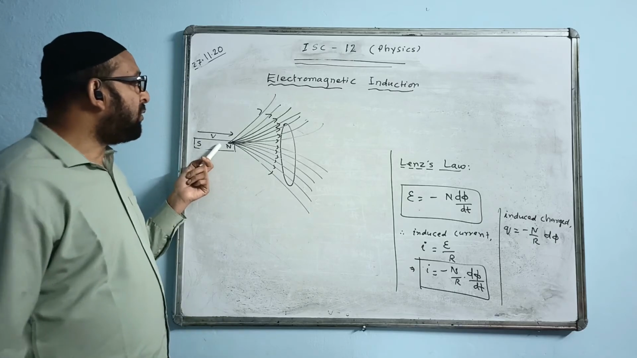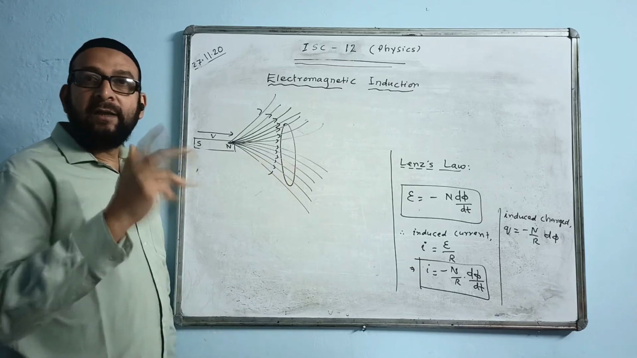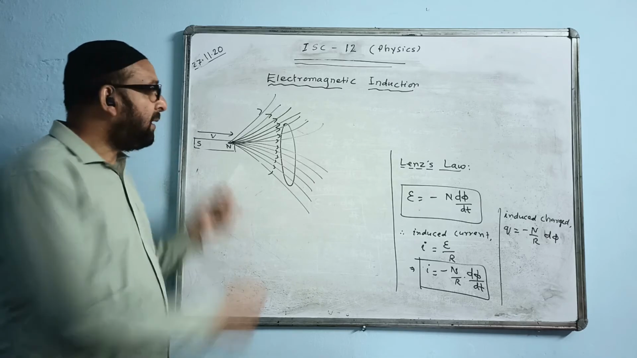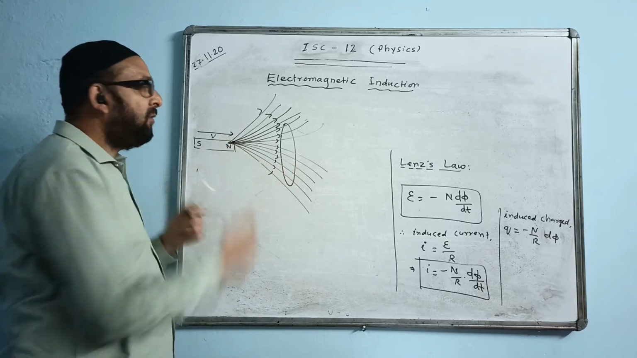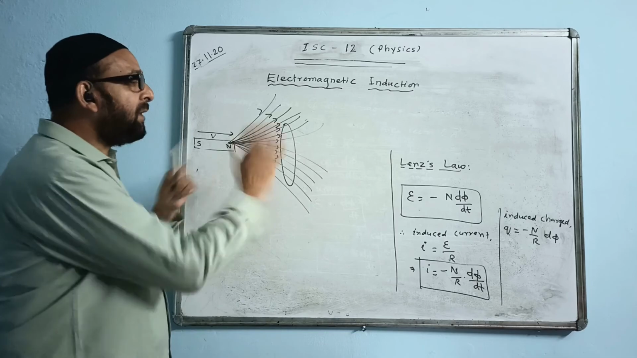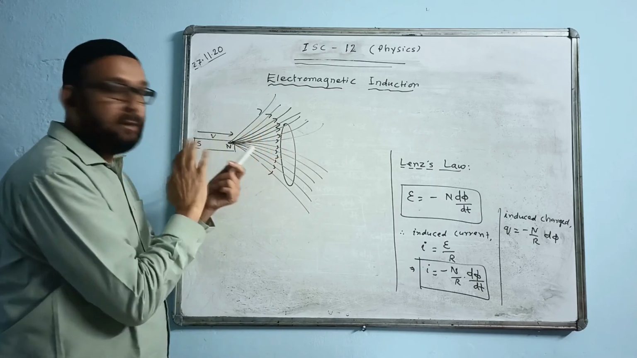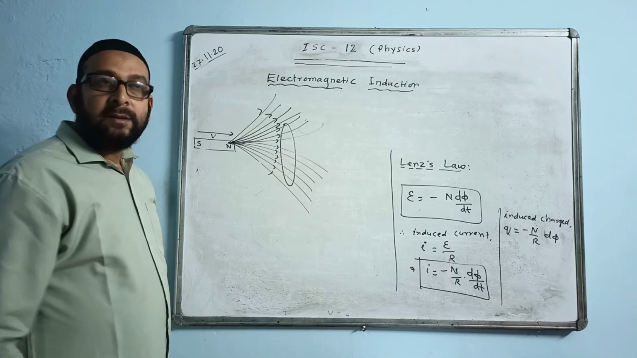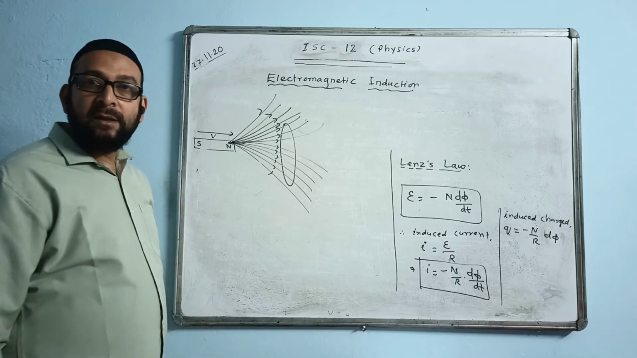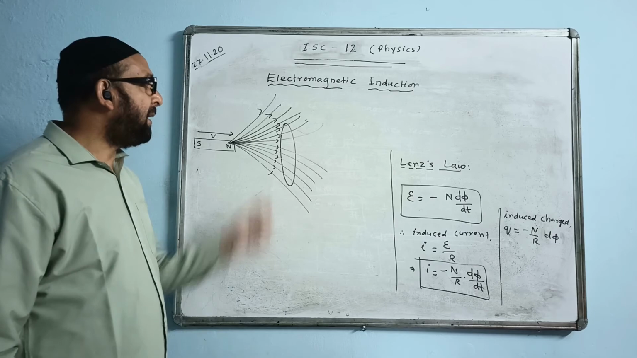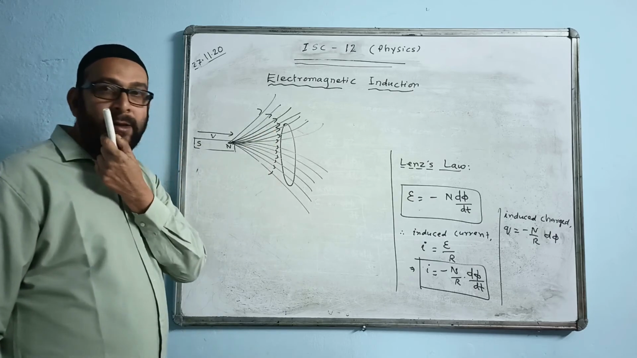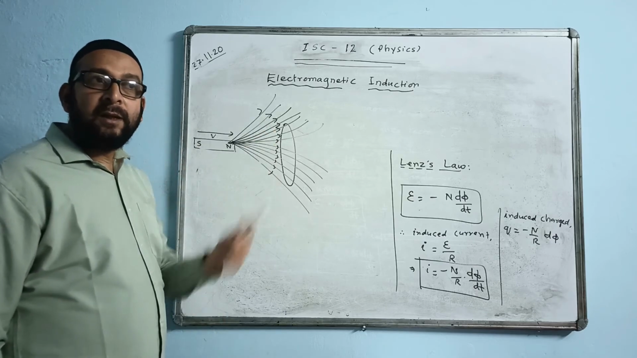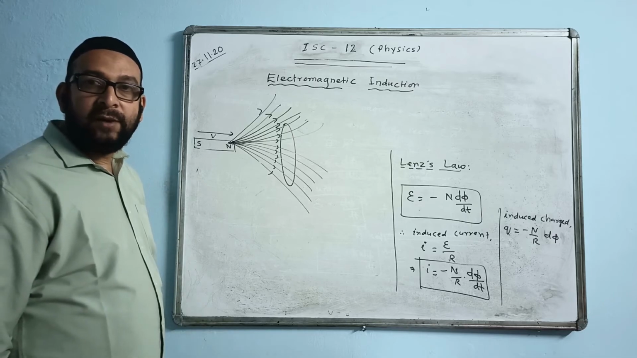If you keep the magnet constant but move the coil, still there will be induced current, because by moving the coil there will be a change in the magnetic flux, or if we are rotating the coil, still there will be a change in the magnetic field that is passing through the coil. Somehow we have to bring a change in the magnetic flux passing through the coil, and that will result in the induced EMF and current.